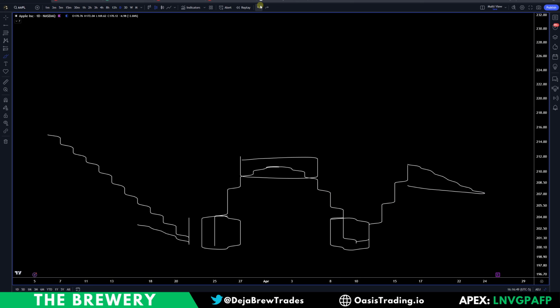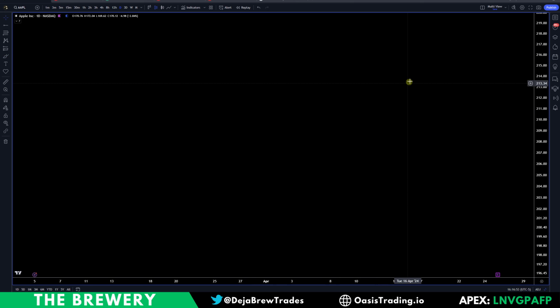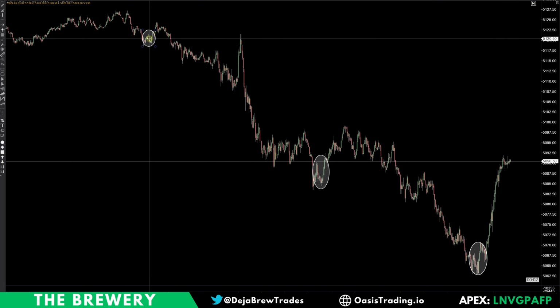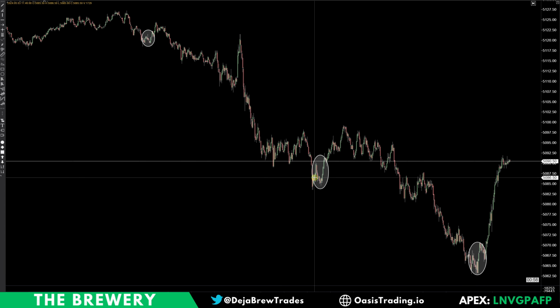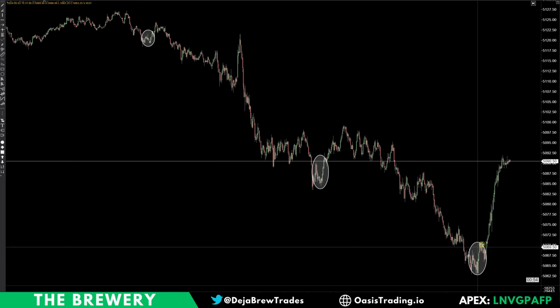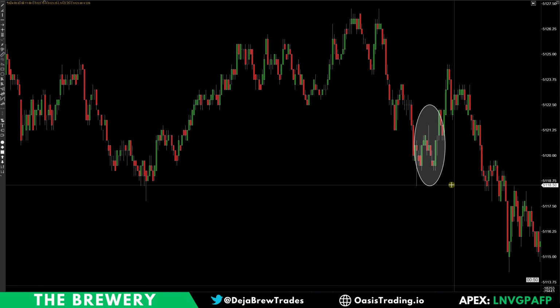Okay, now that you know the pattern, let's go over some examples that we saw on today's price action. There were three main examples that we saw today. One was pre-market, one was around the 12 o'clock London close, and then one was around the bottom of the day. Let's go over the one that we saw during the pre-market here.